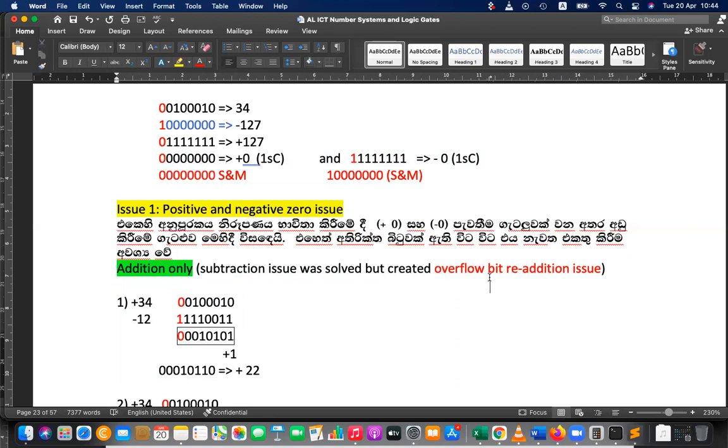Actually, we wanted to solve two questions. The initial question was the positive, negative issues. It cannot be solved. Still remains. The second issue that we wanted to solve is the subtraction issue. That was solved. But solving that, we have introduced a new issue. That is the overflow bit re-addition issue.